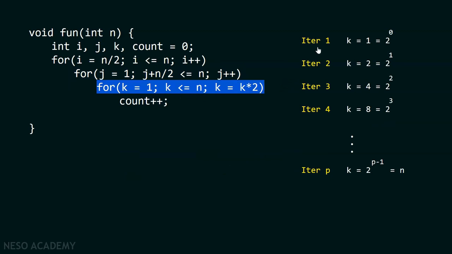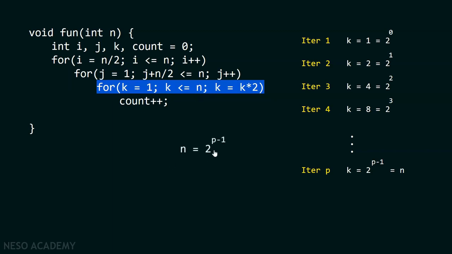Here in this case, obviously, we can clearly understand that k is equal to 1, k is less than or equal to n, and k is equal to k into 2. We have already calculated the time complexity when these loops are available. Here in iteration number 1, k is equal to 1. 1 can be written as 2 to the power 0, 2 can be written as 2 to the power 1. Similarly, 8 can be written as 2 to the power 3 and so on. If I consider this up to iteration number p, then this will be 2 to the power p minus 1, which is eventually equal to n. Because in the last iteration, 2 to the power p minus 1 is equal to n. You can clearly see over here.